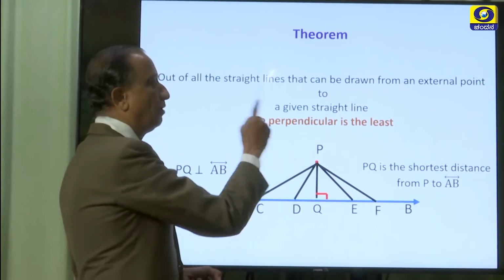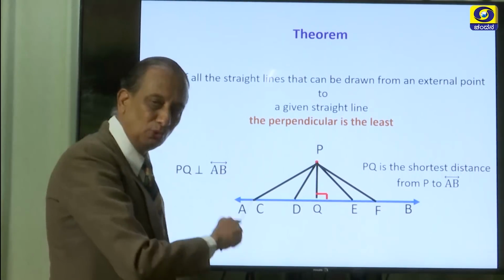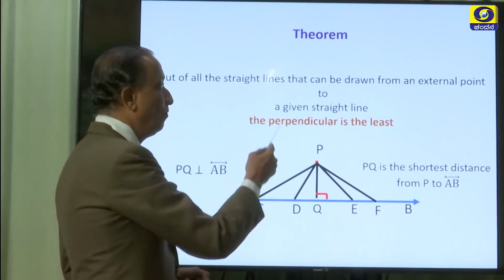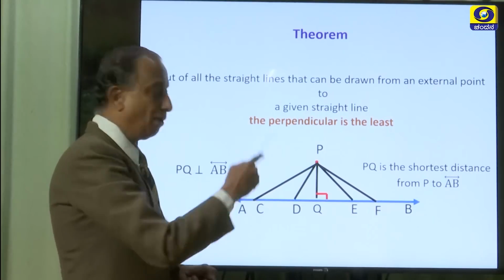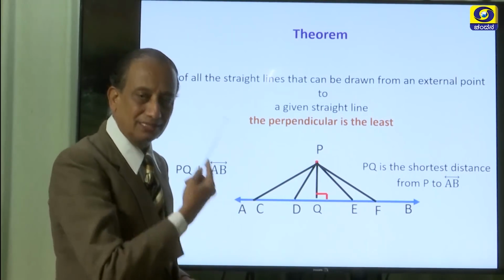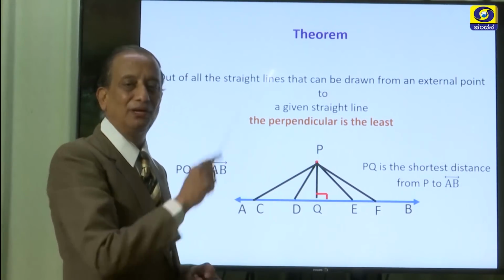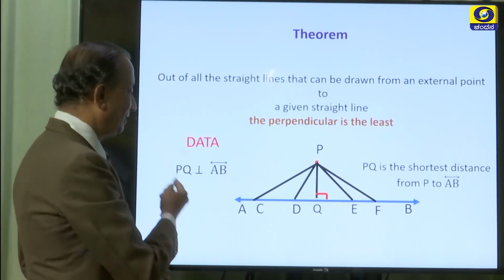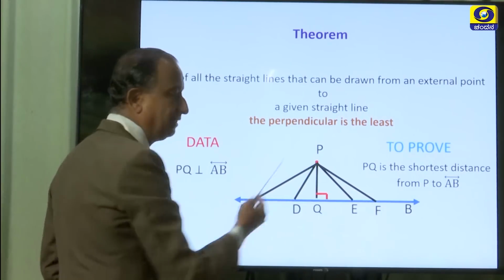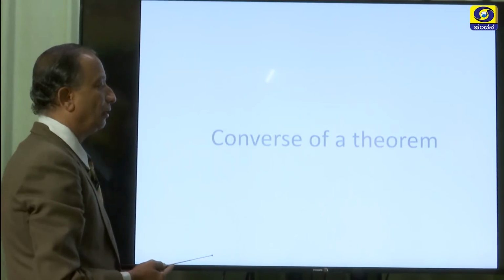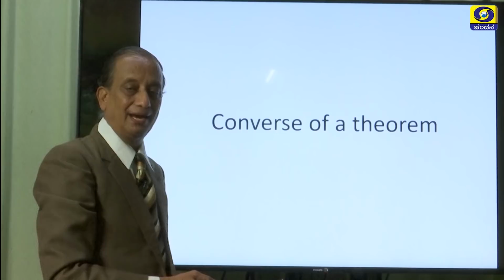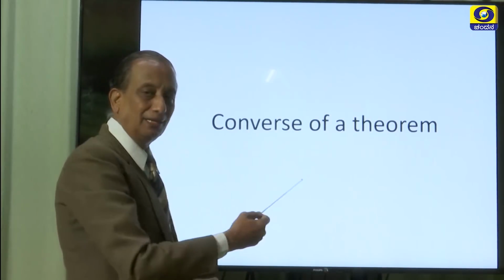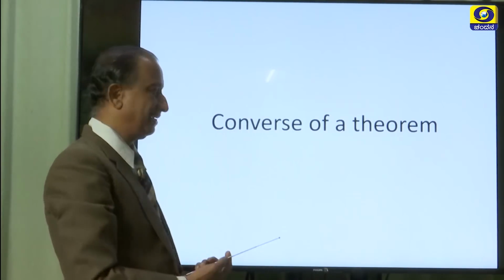So, this is one important prerequisite to prove the previous one. Now, we need the help of not this particular theorem, but the converse of it, which we are going to use in proving the previous one. So, this is the data portion, this is the to prove portion. Now, we have to understand the converse to the theorem which we have just stated.